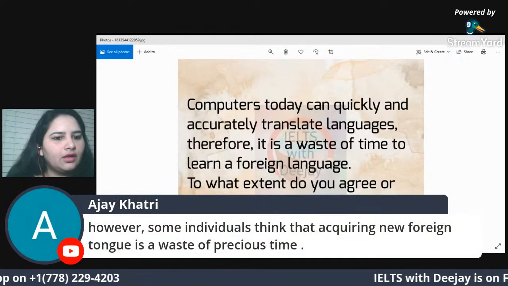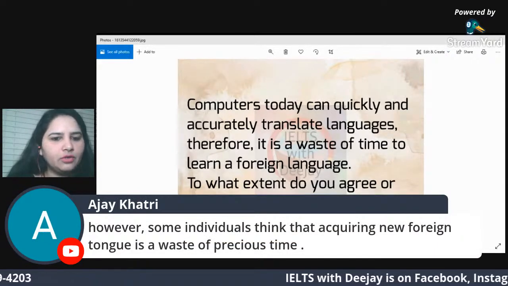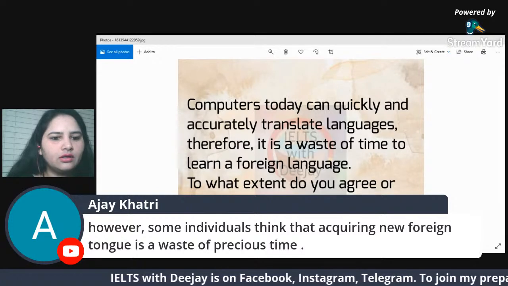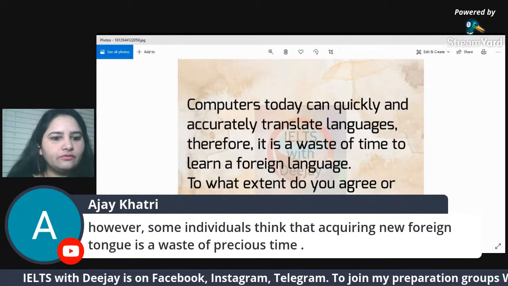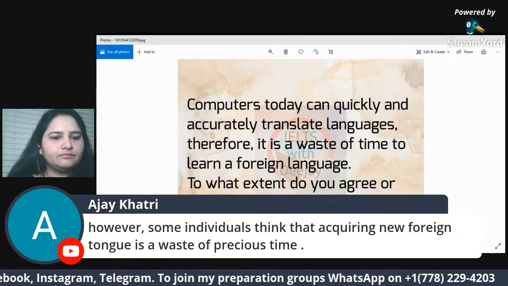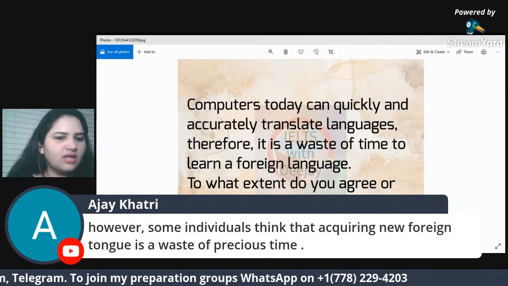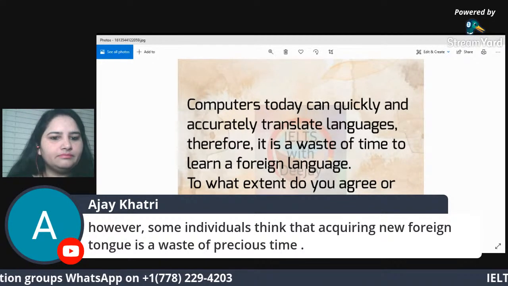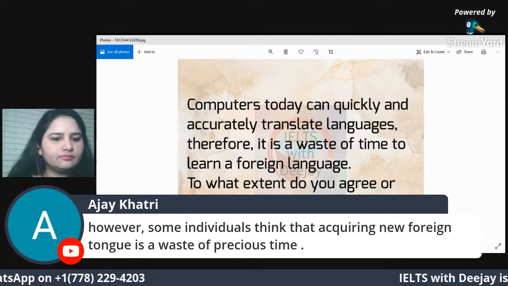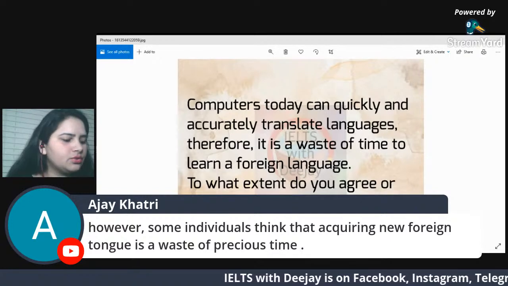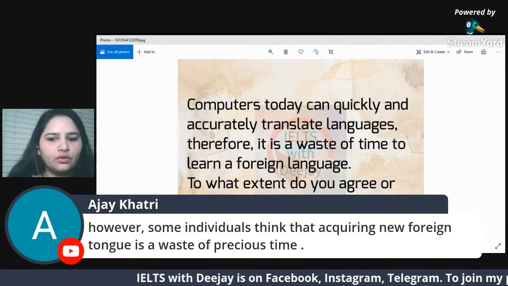Okay. In continuation it is: however, some individuals think that acquiring a new foreign tongue is a wastage of precious time. I think the question is also wrong. It's a wastage of the precious time. You can simply write foreign language as well. That is also fine. There is no need to write tongue if you do not want.